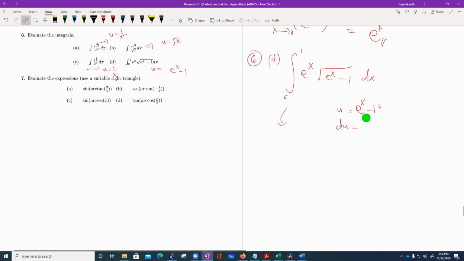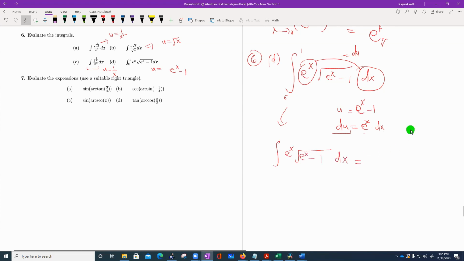The derivative of u is du. What is the derivative of e to the x minus 1 with respect to x? The derivative of e to the x is e to the x, and the constant's derivative is 0. So this is e to the x times dx. You see now, e to the x times dx is equivalent to du. That means your original problem can be written as, I'm considering for the time being without limits, so I'm just finding the answer without limits.